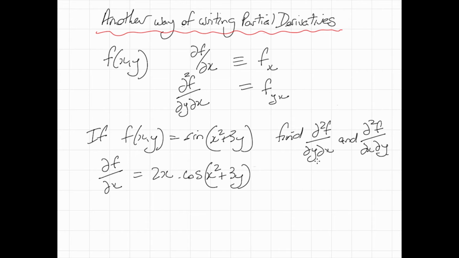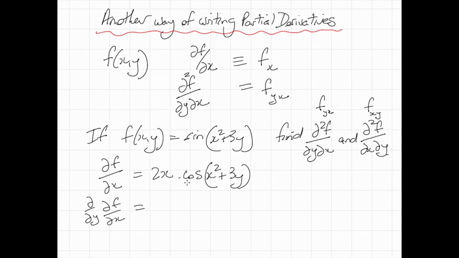Now, having done that, another way to write that would have been f y x, and this is f x y. So now we want to find the derivative with respect to y. So I've got to find the derivative of this with respect to y. The 2x is a constant, so that's just like a constant out there.